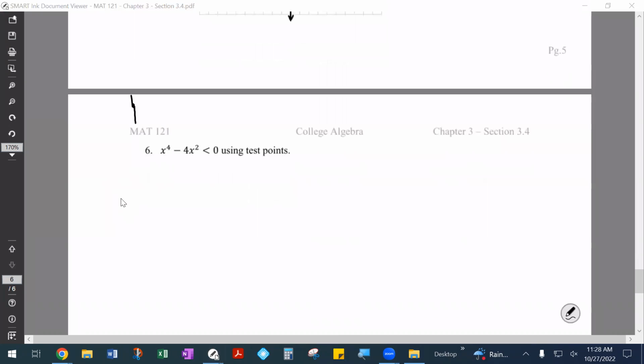And then this one here is talking about using the test point method. So can you remind me what the test point method is? We talked about this when we were talking about solving quadratic inequalities. What does a test point method look like when you're trying to solve an inequality? Anybody online? What is the test point method?